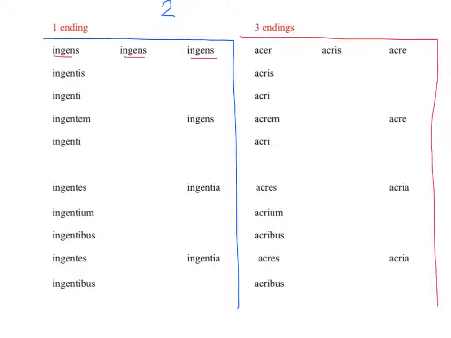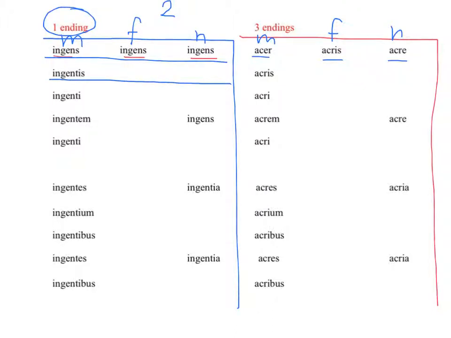Ingens, ingens, ingens only has one ending throughout the nominative lexical entry, whereas acer, acris, acre has three separate and unique endings in the nominative singular, in the masculine, feminine, and neuter. This is how adjectives are always arranged in the dictionary. With adjectives of so-called one ending, the pattern is that the nominatives are all exactly the same, the genitives are all exactly the same. I didn't bother typing them out.